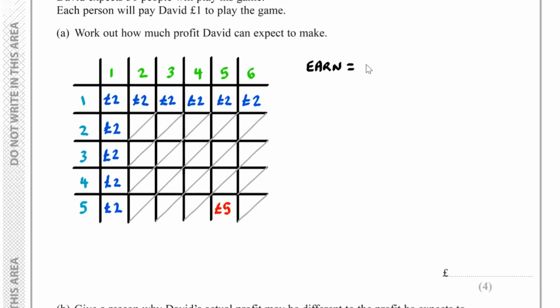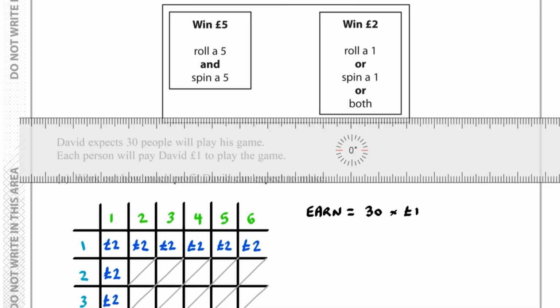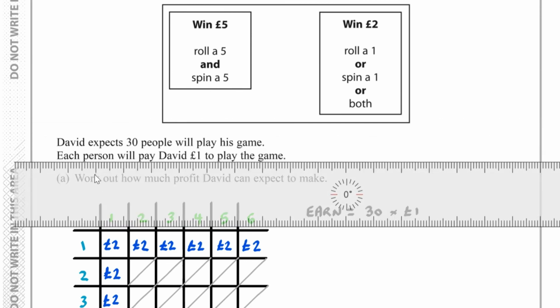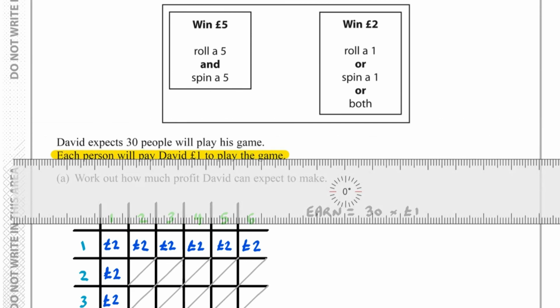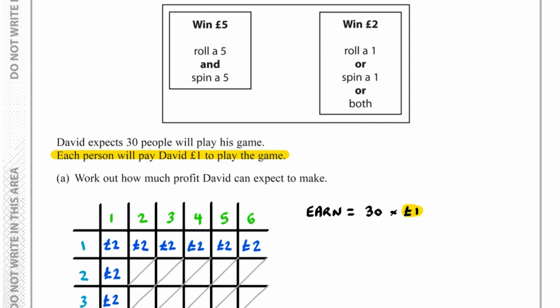We've got 30 people. Each pays £1 to enter. So this is what we were told here. Each person will pay David £1. So we will earn £30.